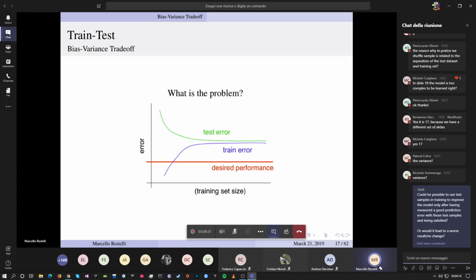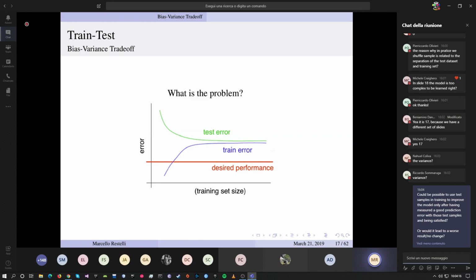Could it be possible to use test samples in training? No, we will see this next time. You cannot use samples in testing for training. We will discuss this a lot on Thursday. This is very important. You cannot do this.